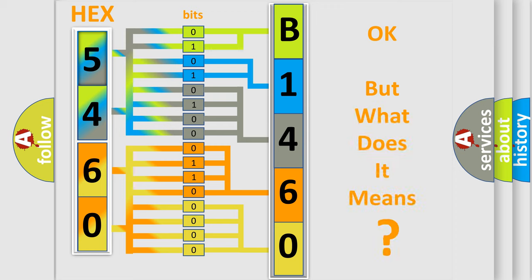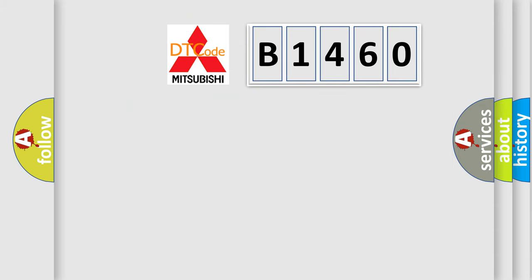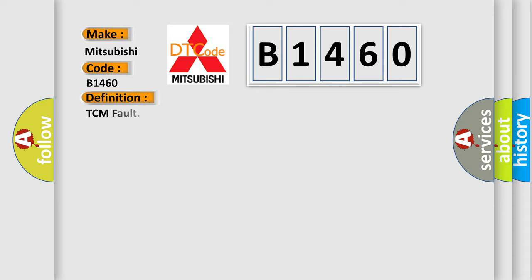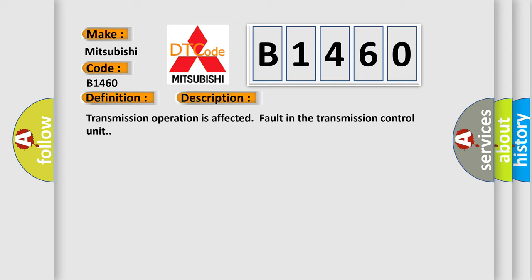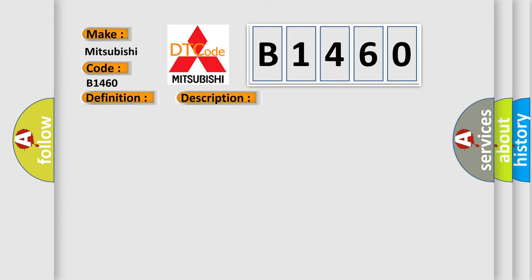The number itself does not make sense to us if we cannot assign information to what it actually expresses. So, what does the Diagnostic Trouble Code B1460 interpret specifically for Mitsubishi vehicles? The basic definition is TCM fault. And now this is a short description of this DTC code: transmission operation is affected, fault in the transmission control unit. This diagnostic error occurs most often in these cases.